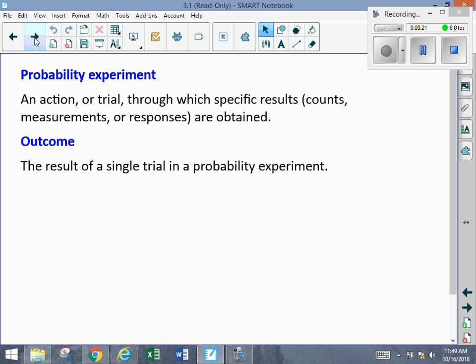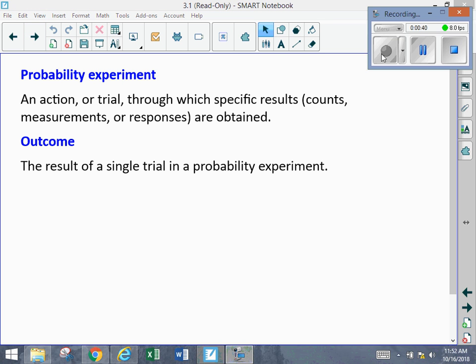Alright, so a probability experiment is an action or trial. We're going to count specific results. So, for instance, rolling a die, I would like to get a 3. So you roll a die and you want to get a 3, right? The experiment is roll a die, try to get a 3. The outcome that we're looking for is getting a 3. Quite straightforward in this case.